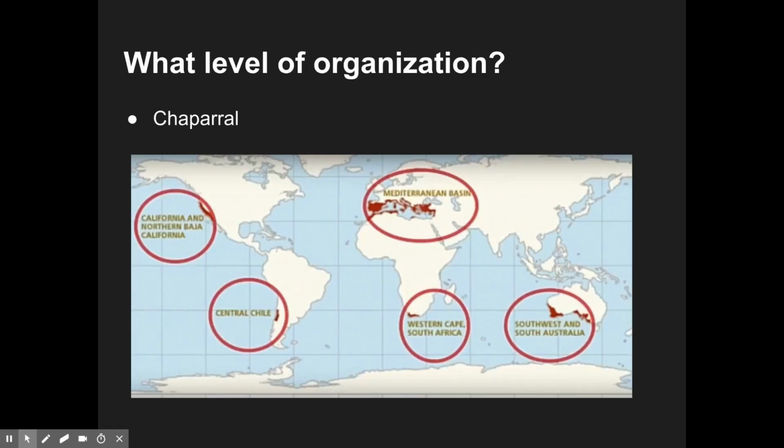How about the chaparral? Chaparral are locations around the world that have similar climates. They have warm, sunny summers and cool, rainy winters. Chaparral is a biome. That's a place, or it's a bunch of ecosystems that have very similar abiotic characteristics, and in particular, very similar climates.